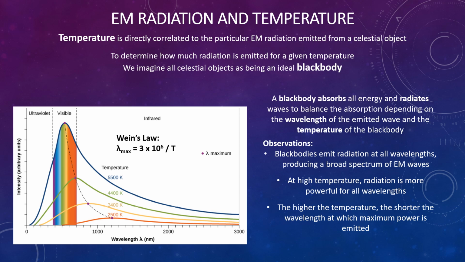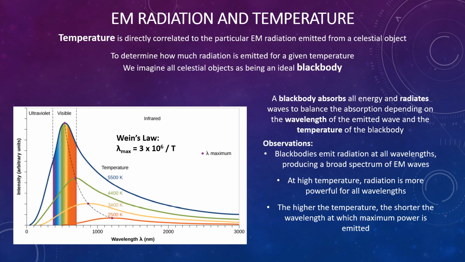So what we can really take away from this is that black bodies emit radiation at all wavelengths, which gives them a broad spectrum of electromagnetic waves. As you get to higher temperatures, the radiation is more powerful at all wavelengths, and the higher the temperature, the shorter the wavelength which is being emitted at max power.